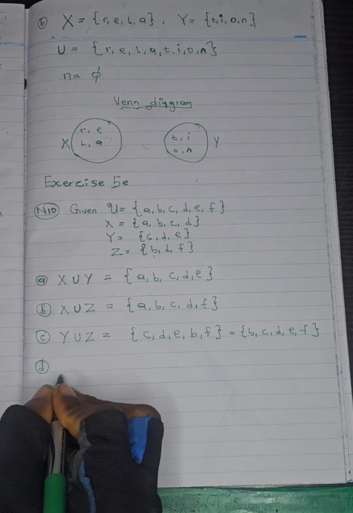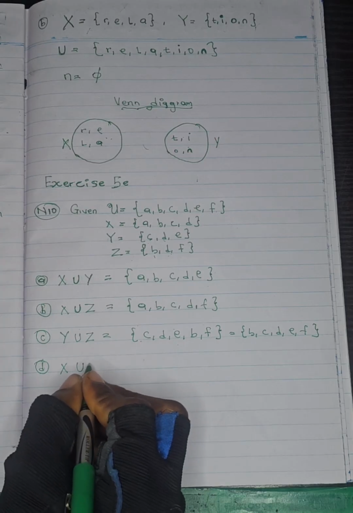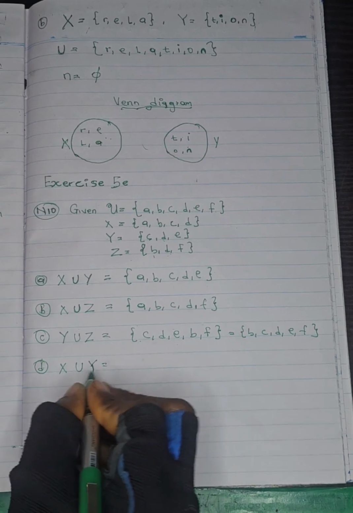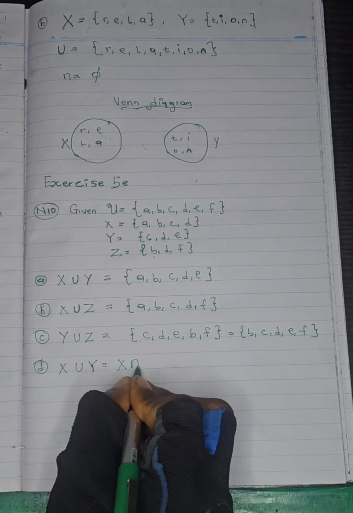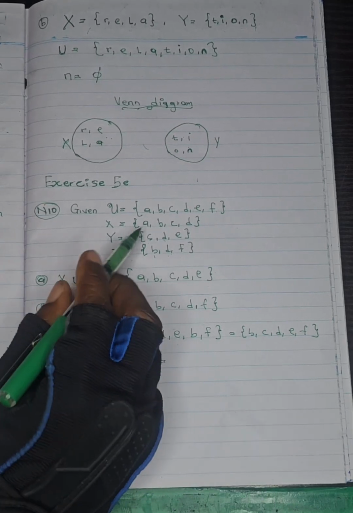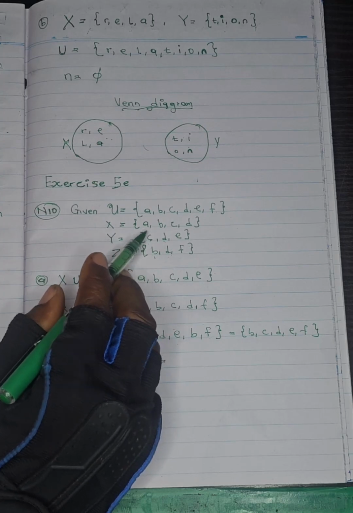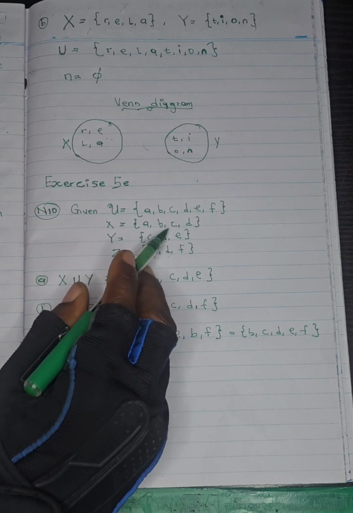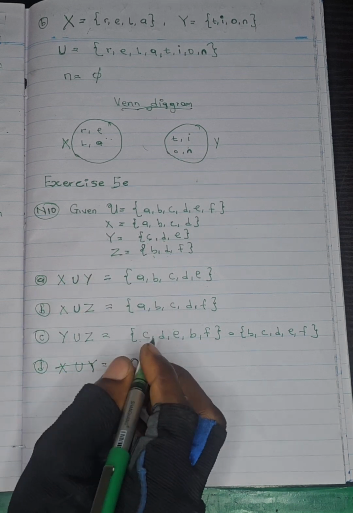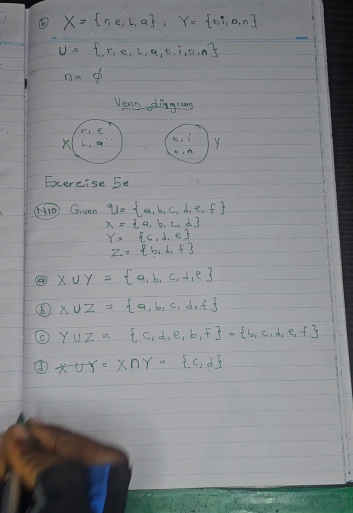D. You have X union Y. I think we've done X union Y already, so let me just leave this and do X intersection Y. So what do X and Y have in common? They have D in common, and they also have C in common. So C and D, that's number D. Simply write C and D.